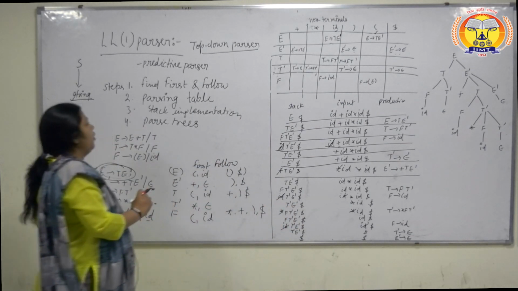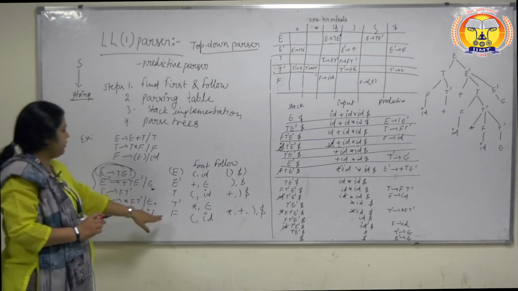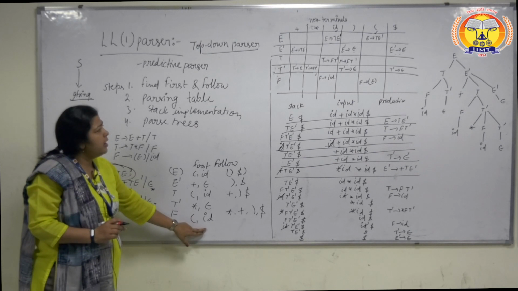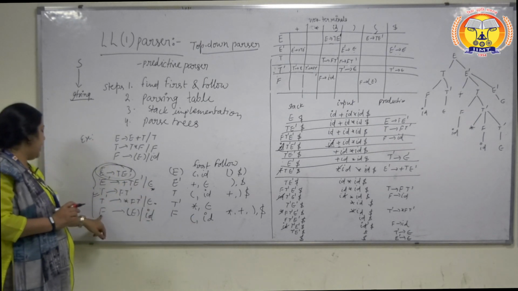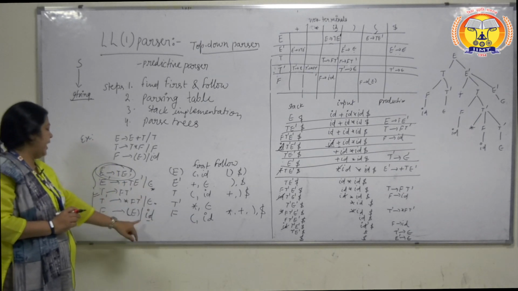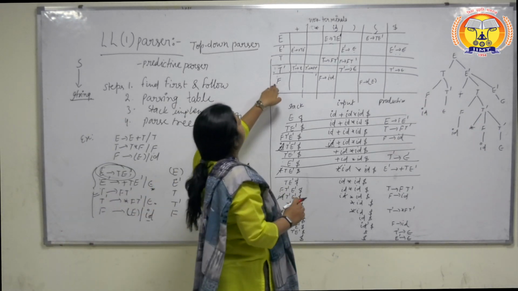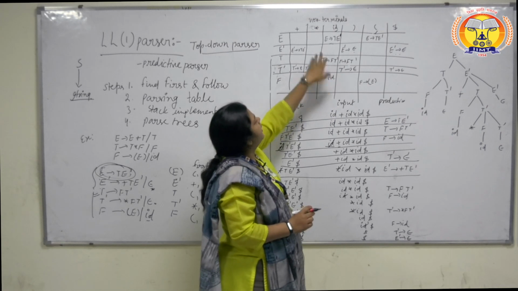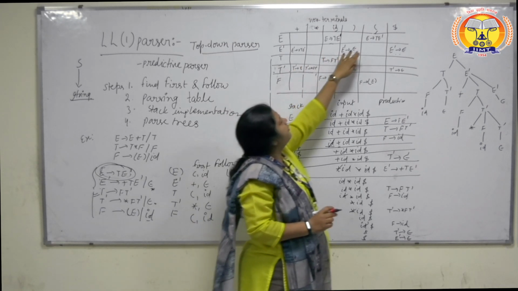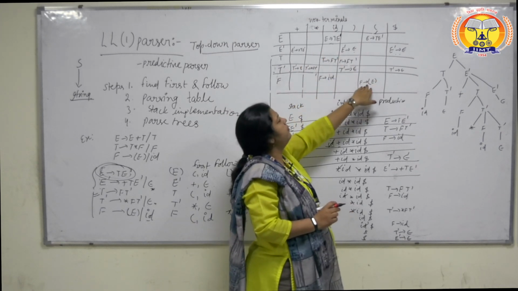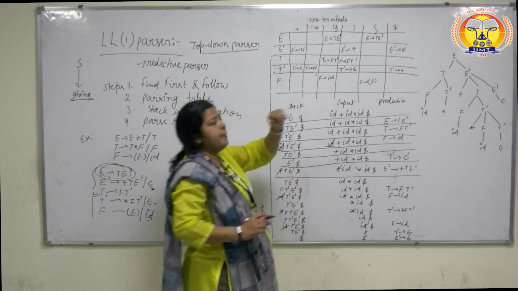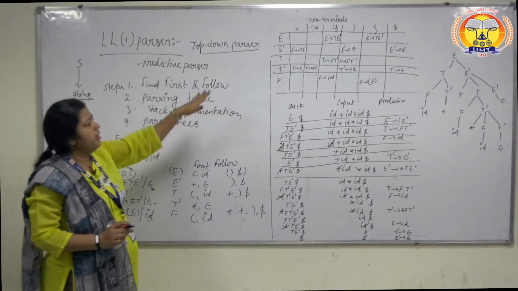Okay. Now next is F. What is the first of F? Open bracket and ID. F tends to this and F tends to ID. So it is clear from the production that F tends to ID. We get the ID from this production, and F tends to open bracket from this production. Okay. So this table is constructed.